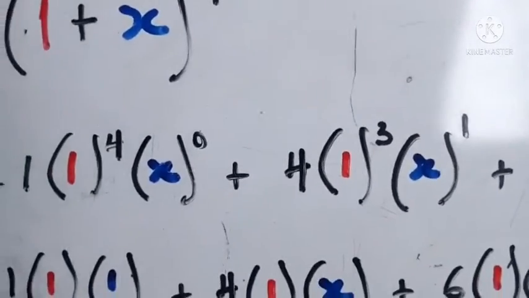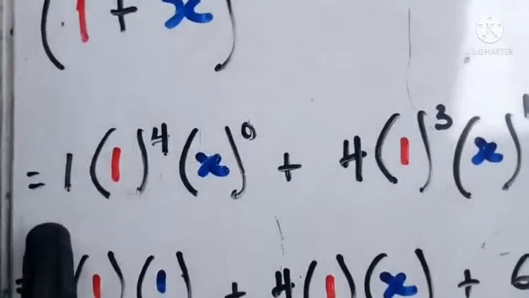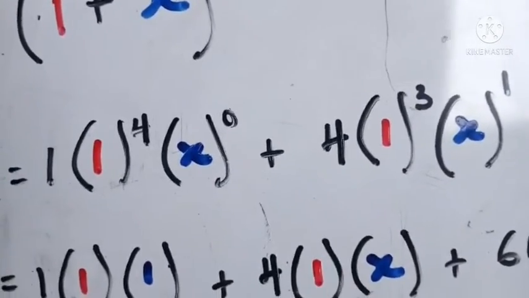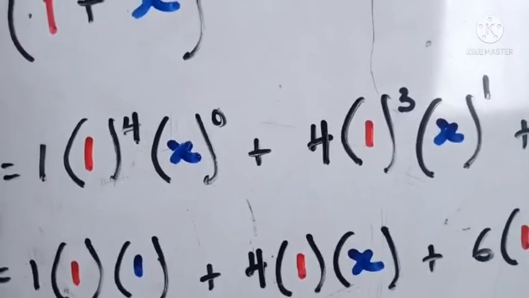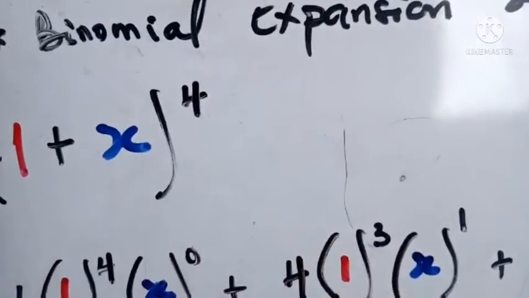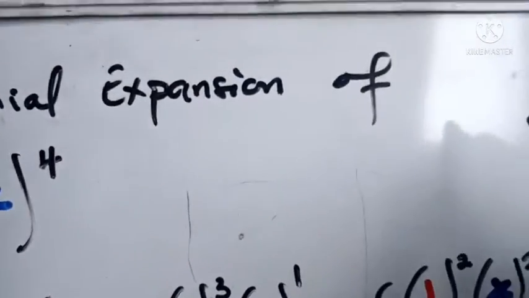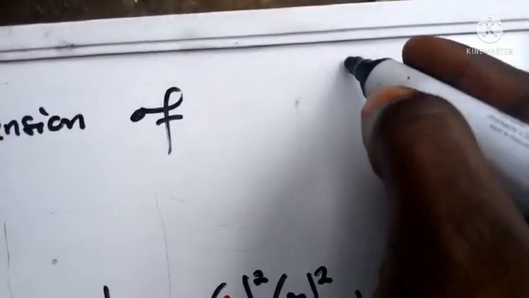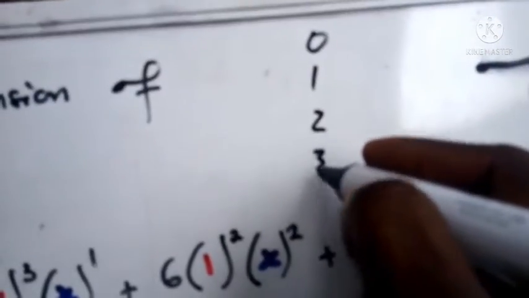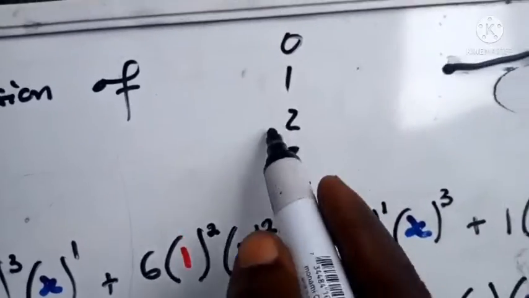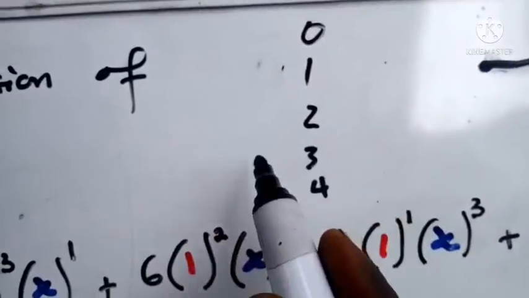So how do you get the coefficient? The coefficient here, with the help of the Pascal triangle, we are going to use that, is being raised to the power exponent 4, right? So you remember that this thing starts from the Pascal triangle. The first line starts from 0, 1, 2, 3, and then 4. So you'll be on the fifth line from the Pascal triangle.